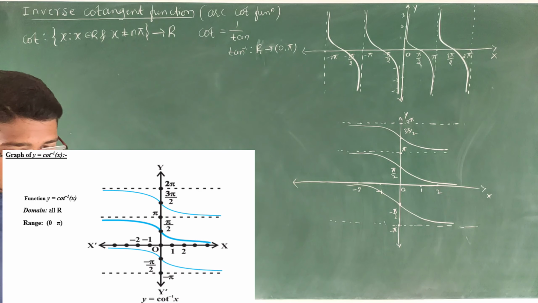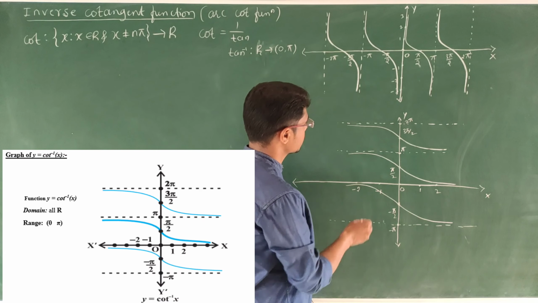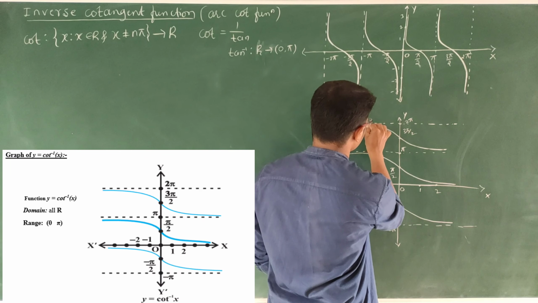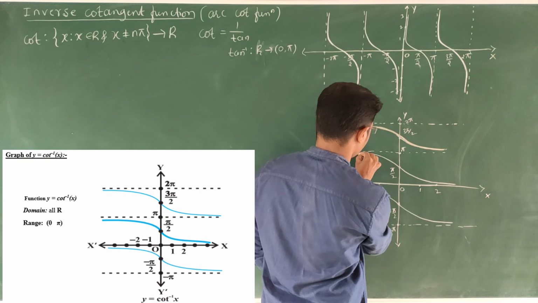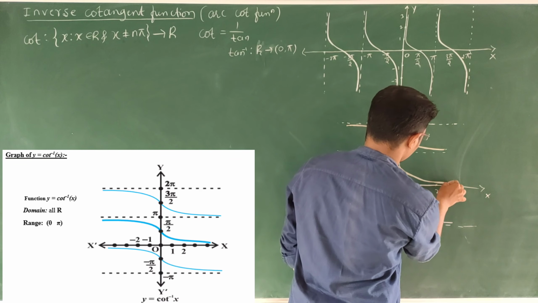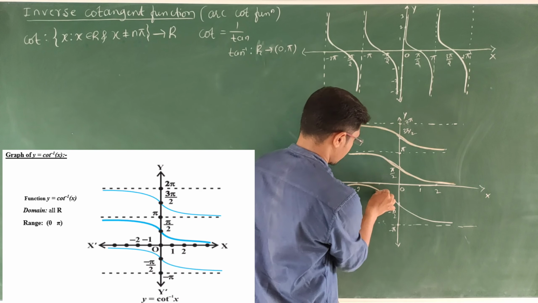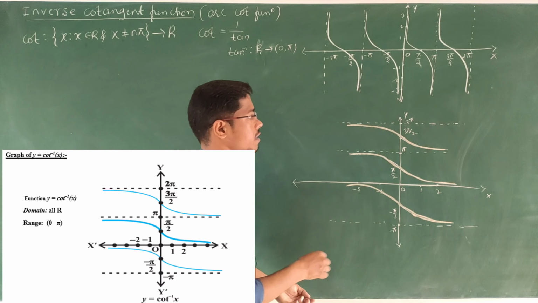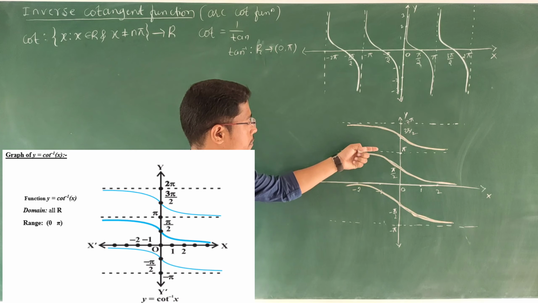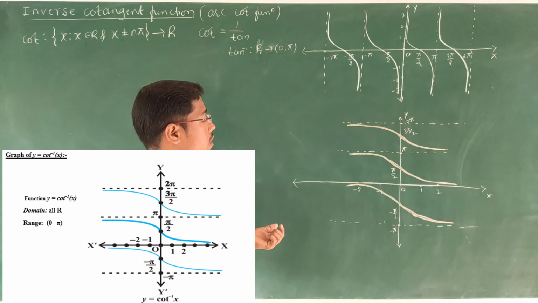So the restrictions are 0 to pi, pi to 2 pi, and 0 to minus pi, that is minus pi to 0, 0 to pi, pi to 2 pi. These are the possible ranges of cot. In these it will become invertible.